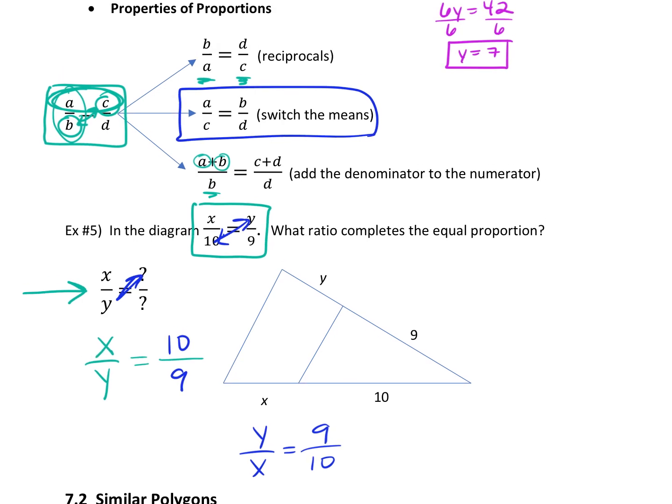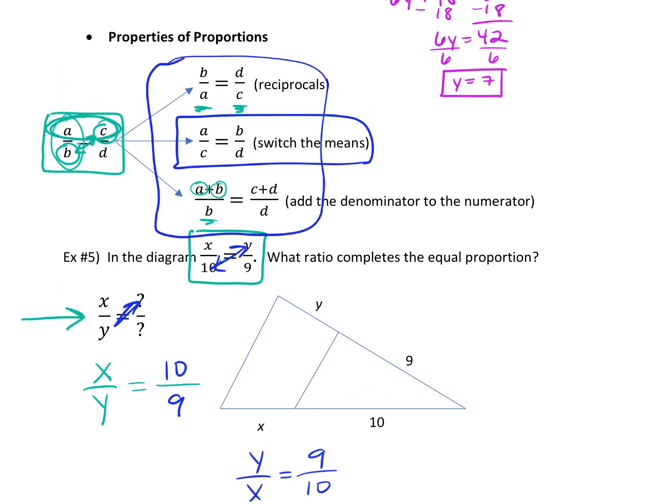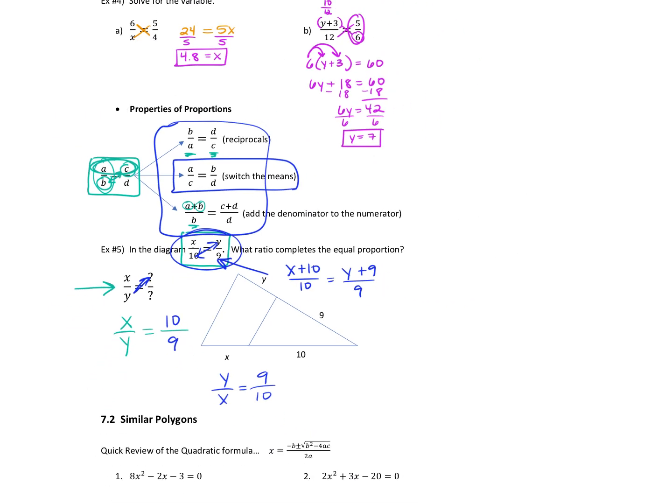Okay, so it's just taking these ideas and applying them. You could also say we wouldn't do this because it doesn't simplify things at all. But if I wanted to use the third principle from this setup, I could say x plus 10 over 10 would have to equal y plus 9 over 9. Okay, so that's all the properties that you could do. They will all hold true. They will all make equal ratios, an equal proportion, a true proportion. Any questions on that? Okay.